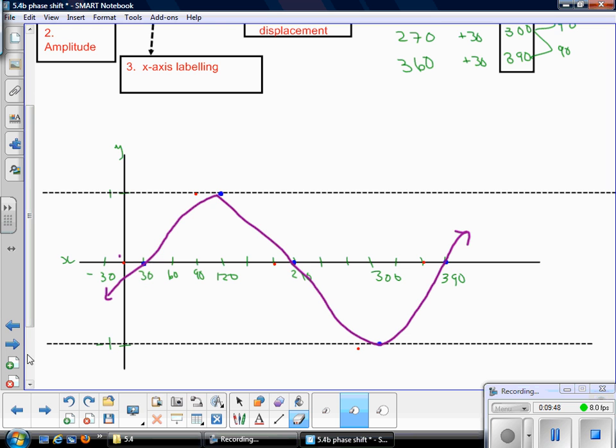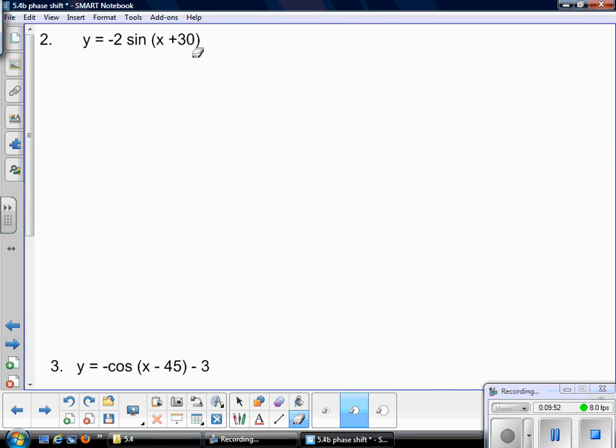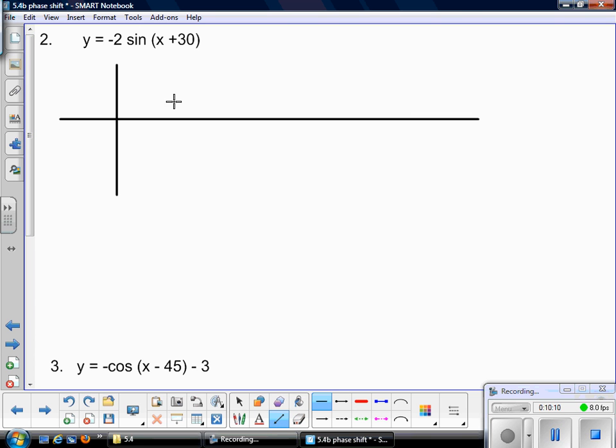So let's try doing a couple more together. The next one. Again, I look at the end to see if I have anything. I have no vertical displacement. I have an amplitude change of 2. So the first thing I'm going to do is I'm going to make my axes.